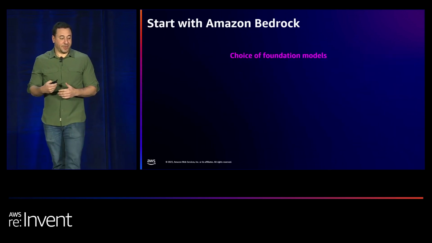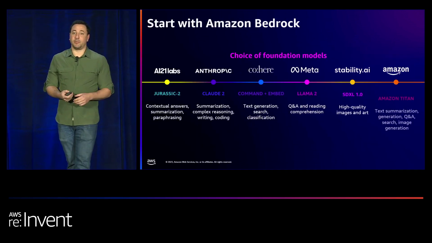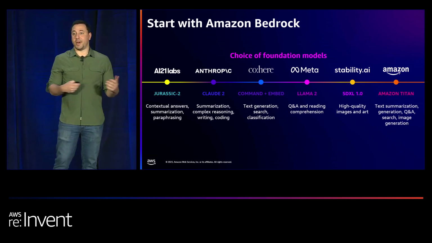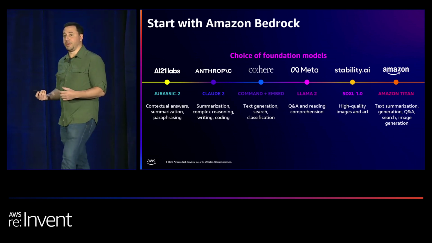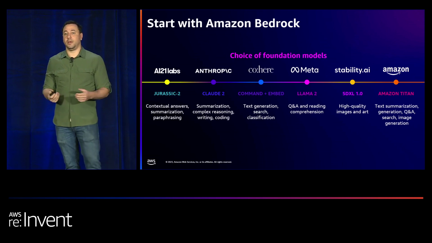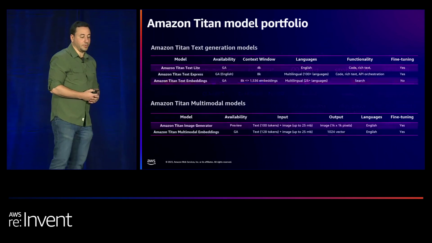Just the set of models that are inside of Amazon Bedrock today. We have models from AI21, Anthropic, Cohere, the Meta Llama family of models, Stability, and then our first-party models, which are called Amazon Titan, which is obviously what we're going to go through.